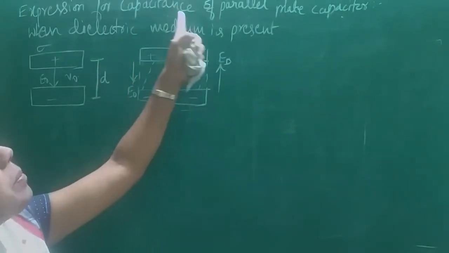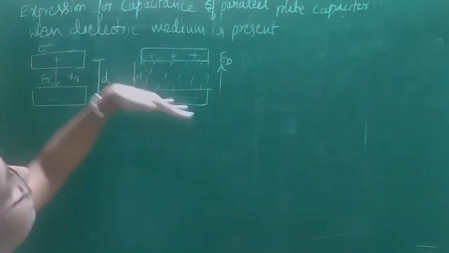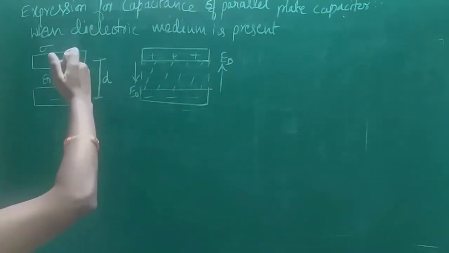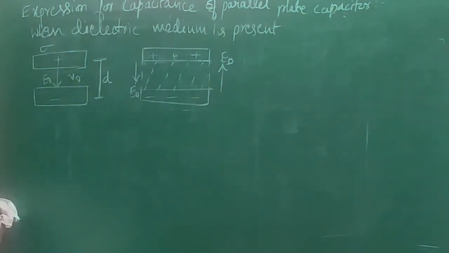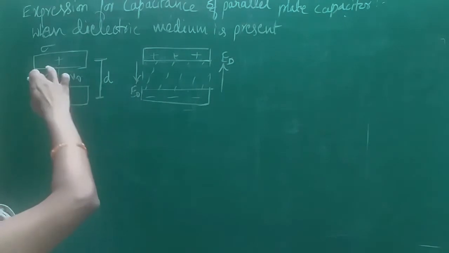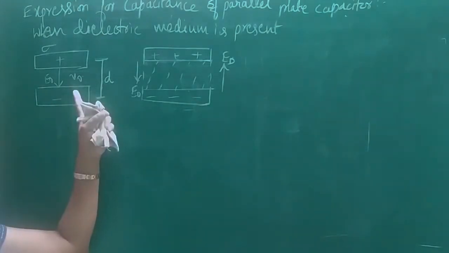Expression for capacitance of a parallel plate capacitor when a dielectric medium is present. In the last class we discussed the case where there is no dielectric between the two plates of a capacitor. That means if there is air or vacuum between the two plates, what is the expression for capacitance? That we have discussed in the last class.